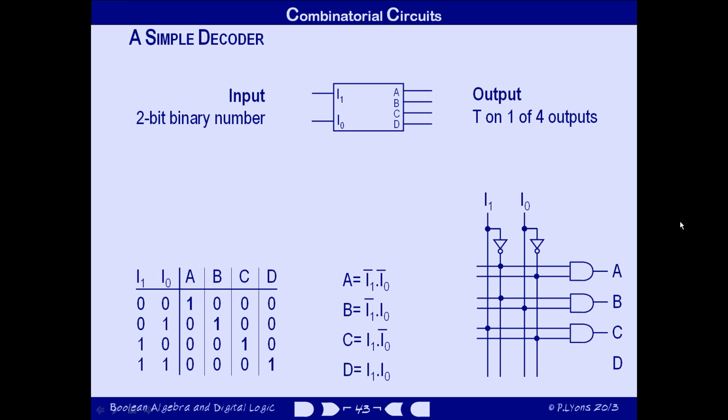Similarly, output C is driven by an AND gate that detects when I1 is 1 and I0 is 0. And D is true when I1 and I0 are both 1s.